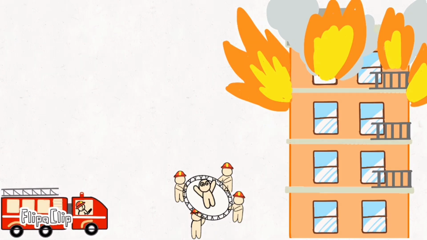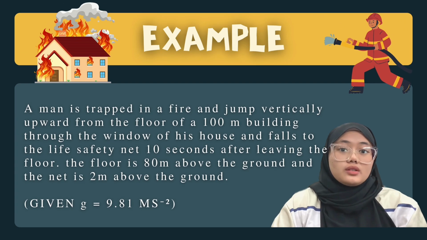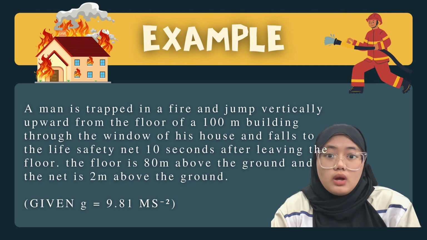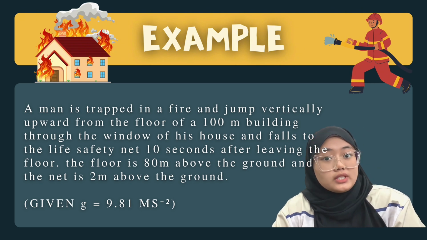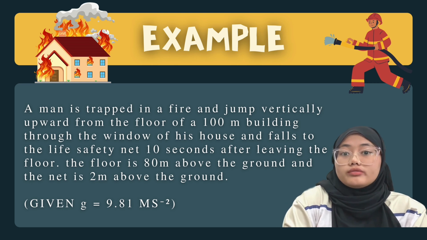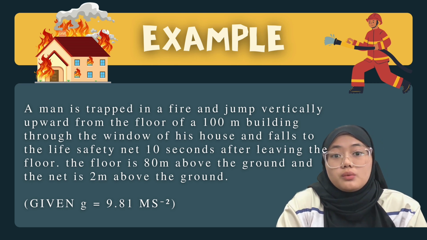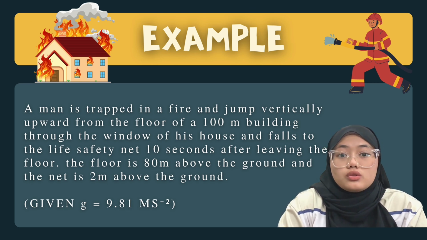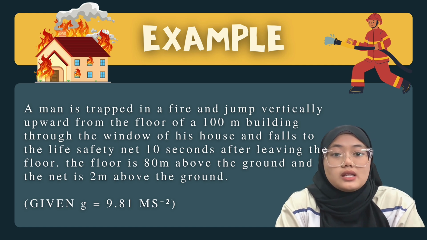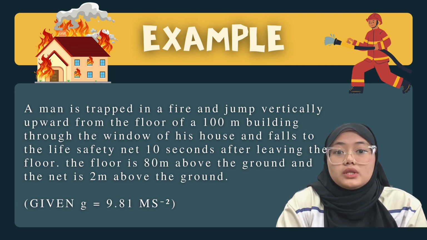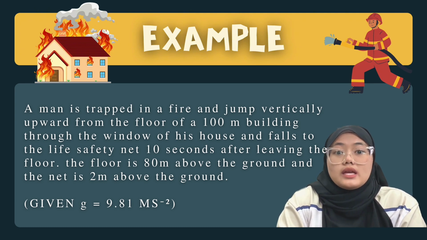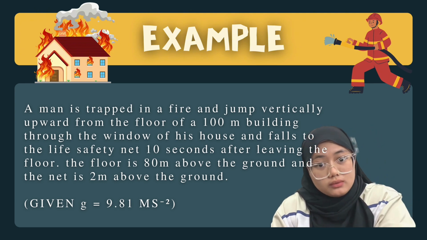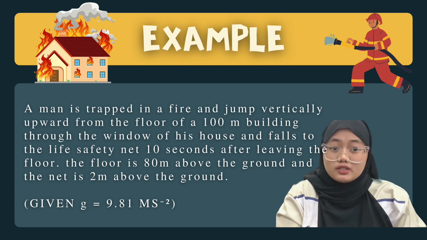Based on the video animation that you watched just now, it shows a man trapped in a fire and jumped vertically upward from the floor of a 100-meter building through the window of his house and falls to the life safety net 10 seconds after leaving the floor. The floor is 80 meters above the ground and the net is 2 meters above the ground, as shown in the video just now. Now, let's solve the question together.